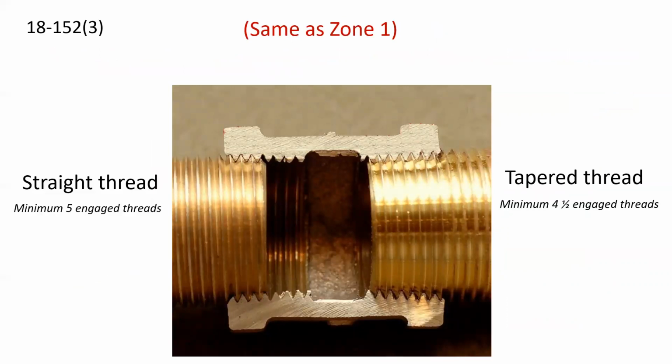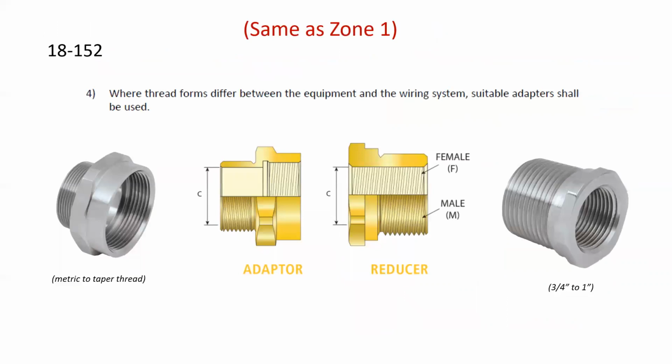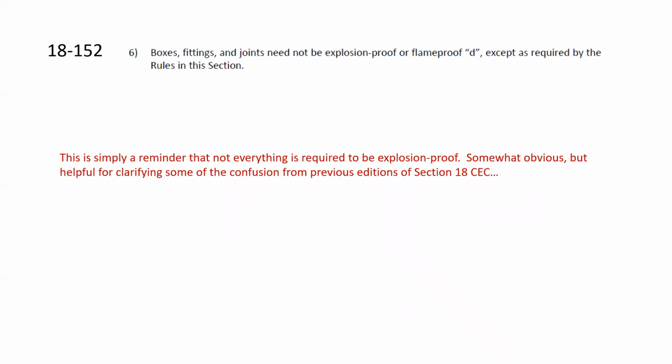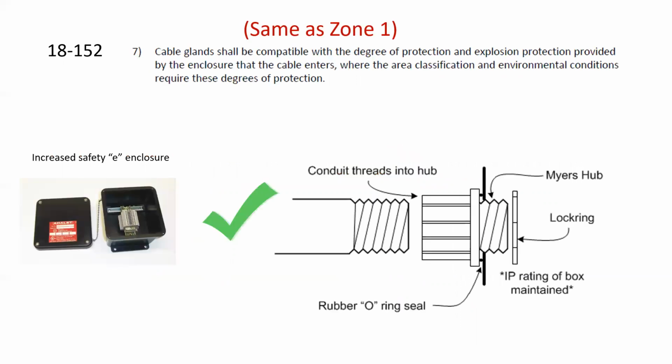18152.3 indicates same as Zone 1. There are two different types of threading. And 152.4 indicates same as Zone 1, you need adapters. 152.5 indicates install the cable properly, dummy. And 18152.6, boxes, fittings, and joints need not be explosion-proof or flame-proof, except as required by the rules of this section. This is simply a reminder that not everything is required to be explosion-proof. It's somewhat obvious, but helpful for clarifying some of the confusion from previous editions of Section 18 of the CEC. So let's continue on. Subrule 7, same as Zone 1. If you're entering into an increased safety E, you need to use a Myers hub.